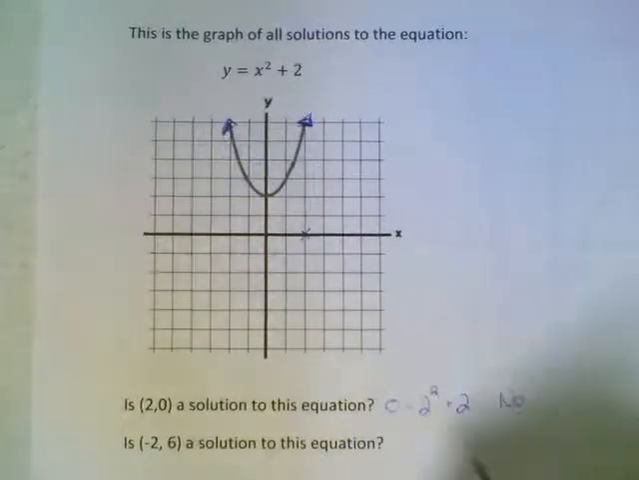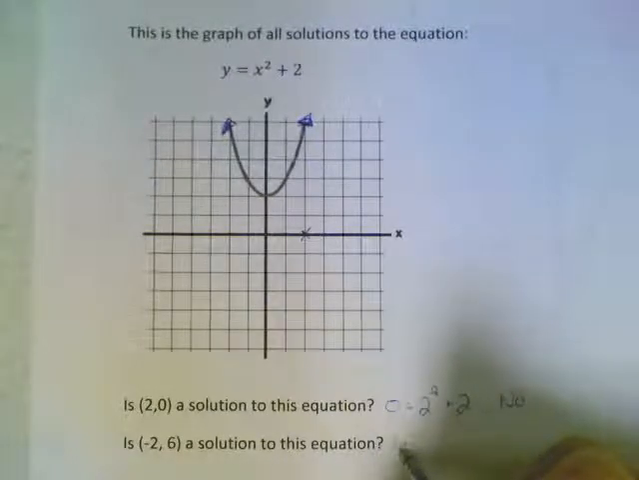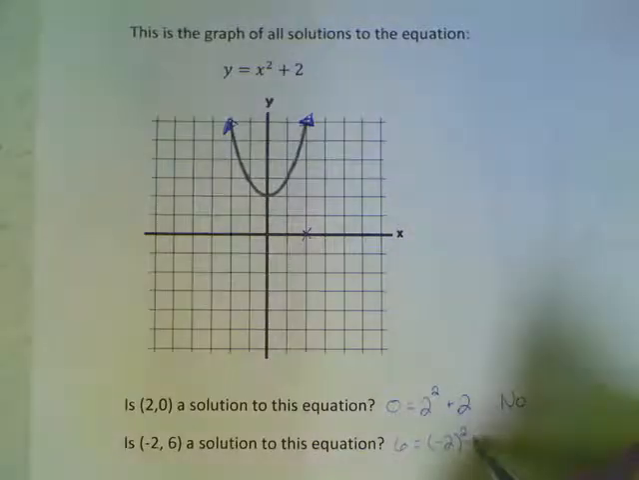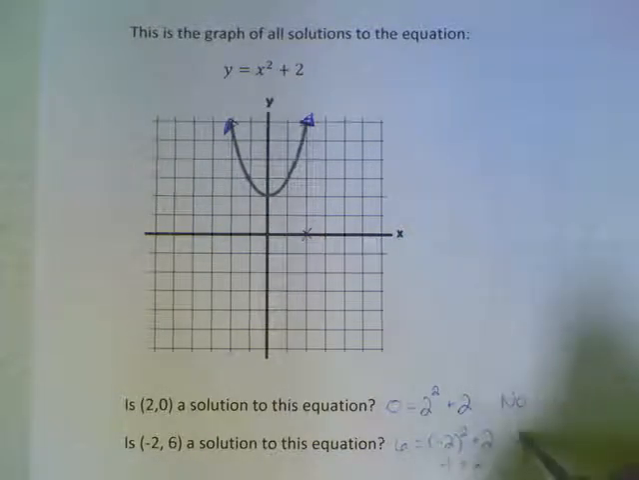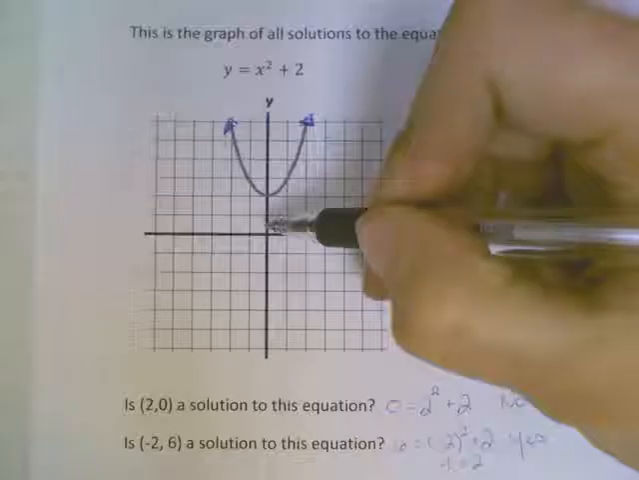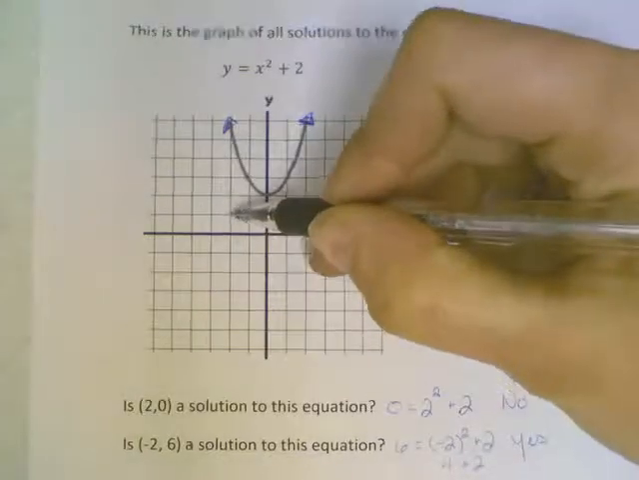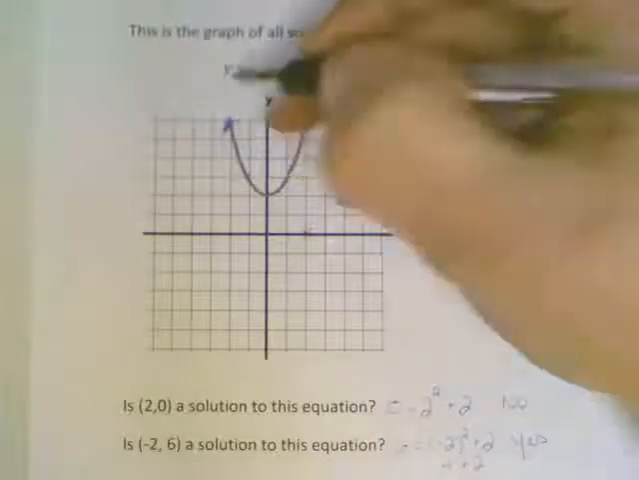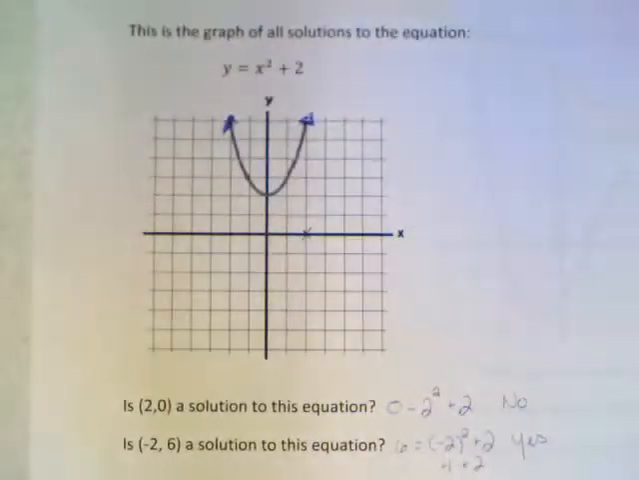Is negative 2, 6 a solution? Well, if I plug 6 in for y and negative 2 for x, negative 2 squared is 4, 4 plus 2 is 6. This works. The point negative 2, 6, 1, 2, 3, 4, 5, 6, is right here on the graph.